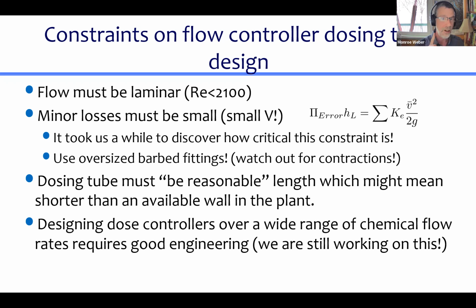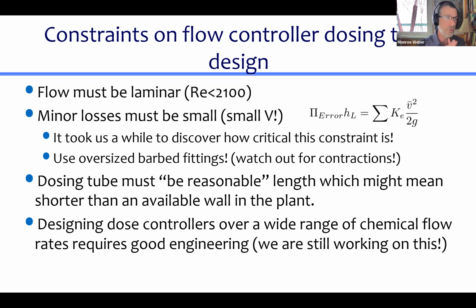So here are the constraints. The flow has to be laminar in the dosing tubes. Minor losses have to be small. And in order to get minor losses to be small, it requires both that the velocity has to be low and that the minor loss coefficients have to be small. There's going to be a limit to how small you can make the minor loss coefficients because there has to be an entrance to a tube and there has to be a change in diameter at the end where it's exiting. And so there are going to be some expansion or contraction expansion losses.